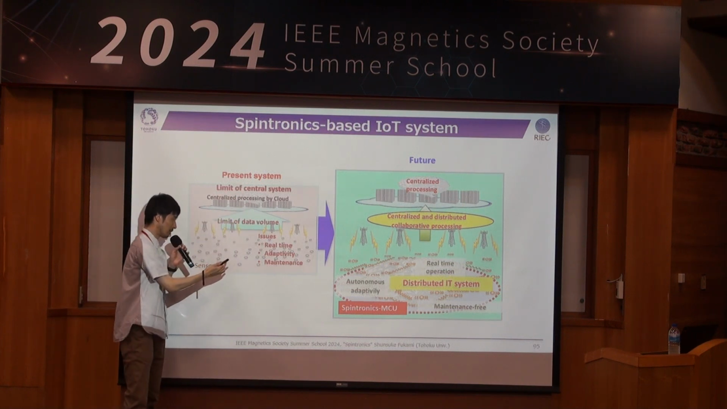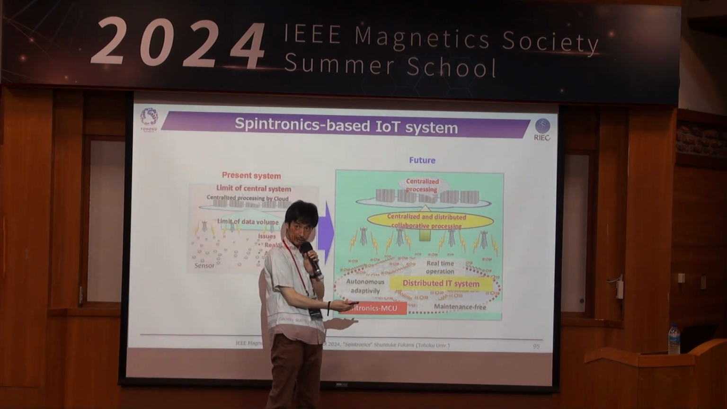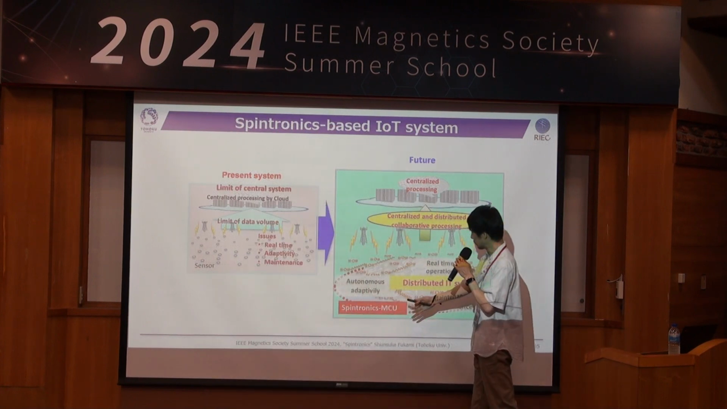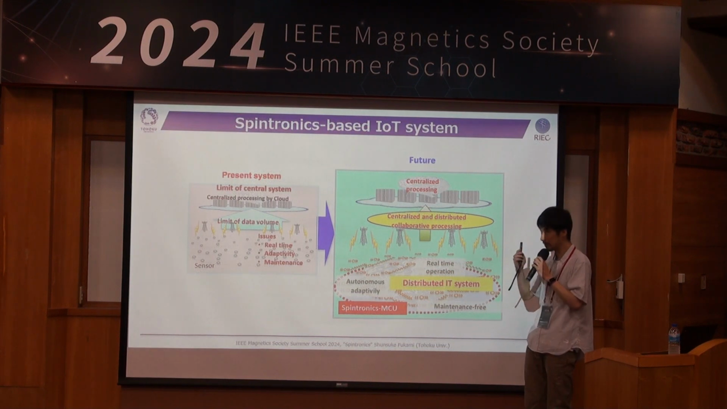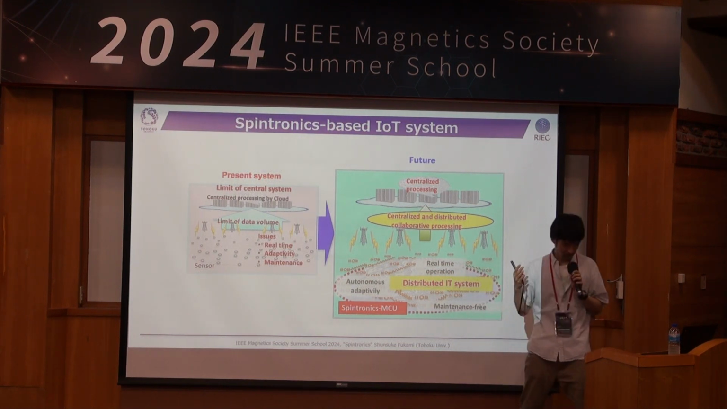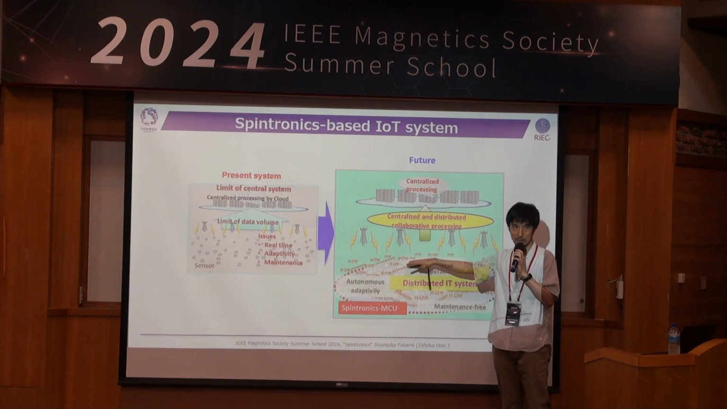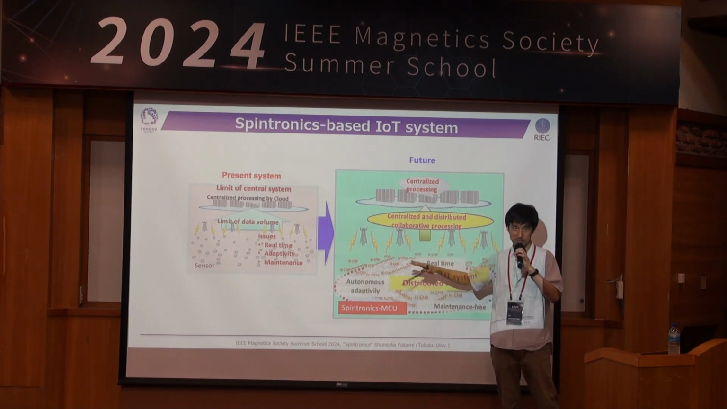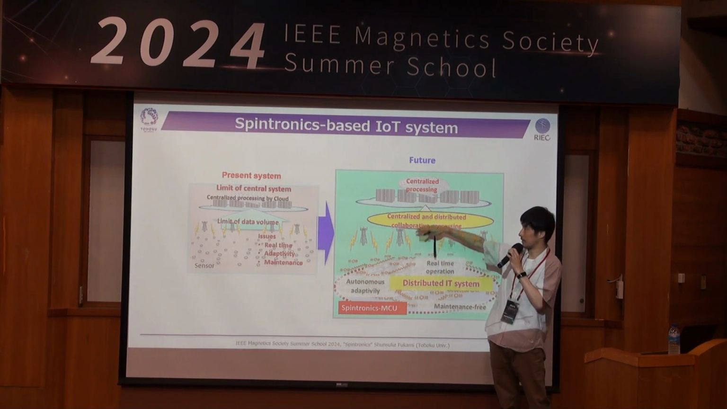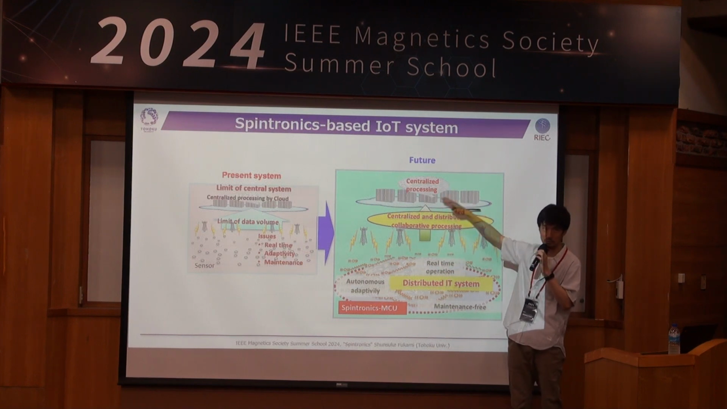But if we can use Spintronics integrated circuits, then because the Spintronics systems can treat the information and communicate with each other at a higher performance, we can reduce the information we need to transfer to the cloud. So we can reduce the information we need to communicate between the physical world and the cyber world.